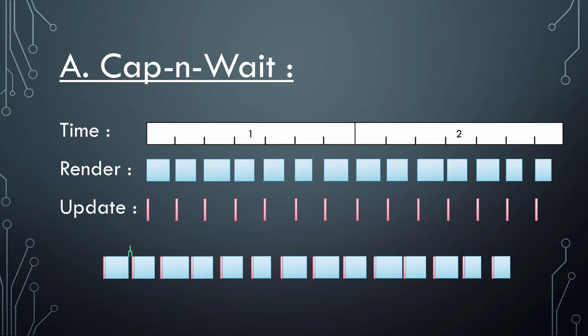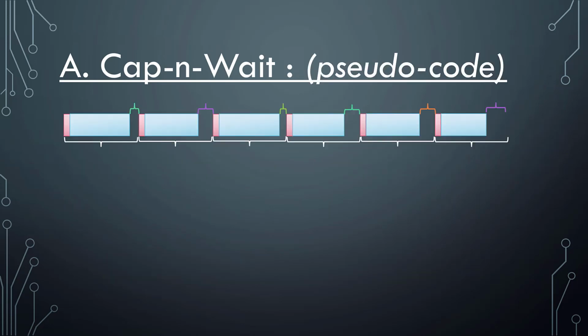So we update, then we render, then we wait a bit, as you can see, before the next update. And then we update, and then we render, and then we wait a bit more in this case because the next frame took a bit less. And we update and we render, and this time it took longer, so the leftover time is less, etc. So it just goes like this. Let's see some pseudocode, see how it looks in code.